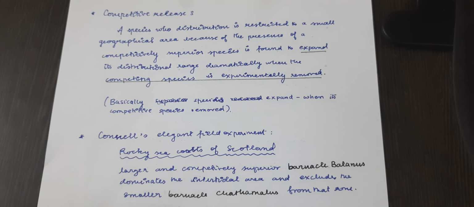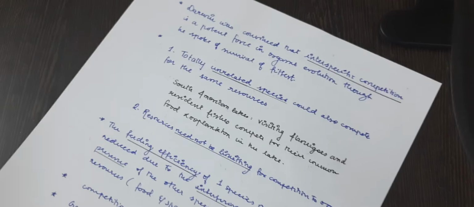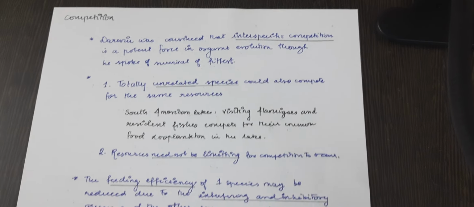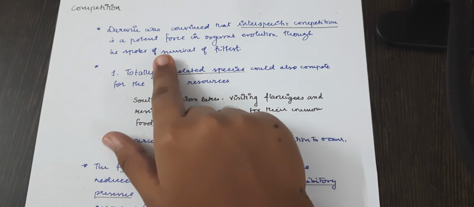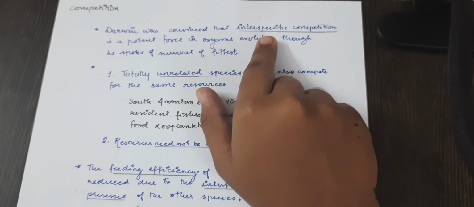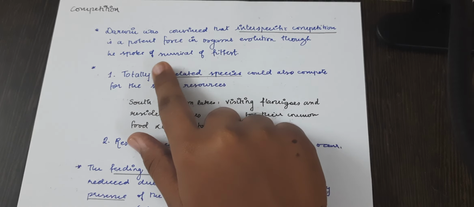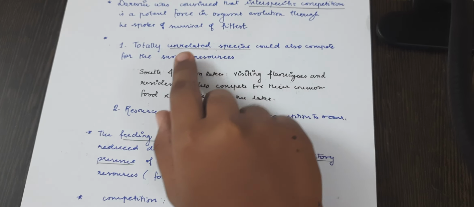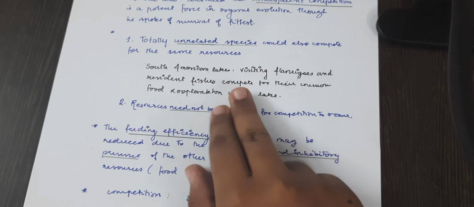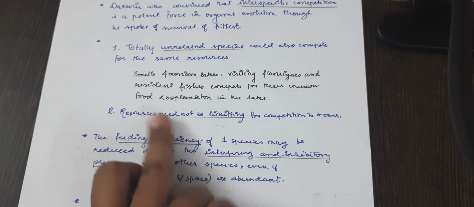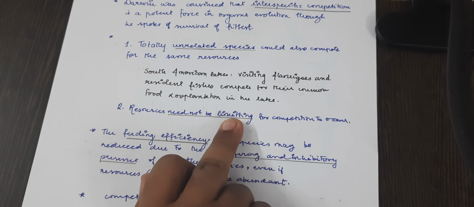So in the previous video we were seeing about competition. So here is a recap. Competition, we saw about Darwin. He also was convinced about interspecific competition, though he talked about survival of the fittest. But we have two important points. Unrelated species can also compete, and resources need not be limiting.